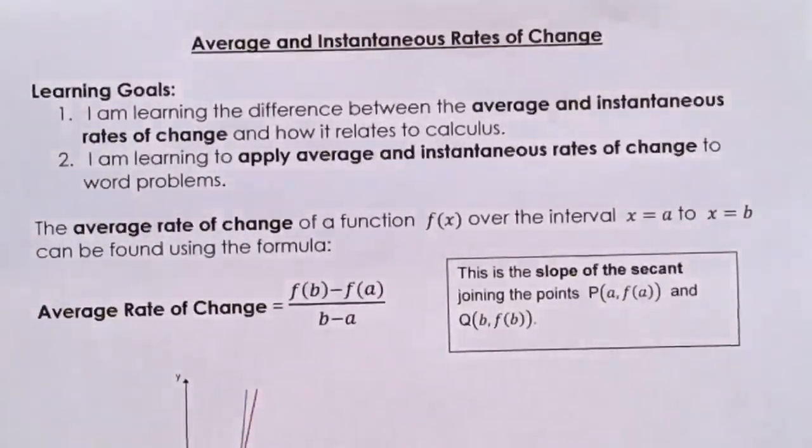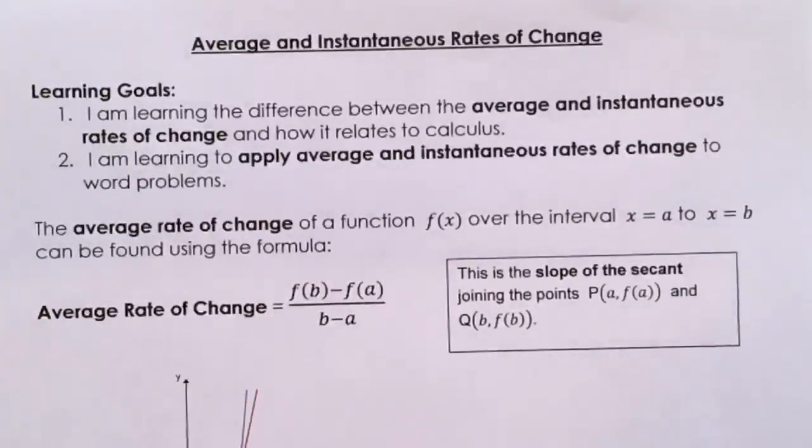Today's lesson is on average and instantaneous rates of change. So our learning goals are that we're learning the difference between what the average rate of change and the instantaneous rates of change are and how it relates to calculus. And we're learning to apply average and instantaneous rates of change to word problems. So it actually really relates to what we did on the very first day when we were talking about the difference between the slope of a secant and the slope of a tangent.